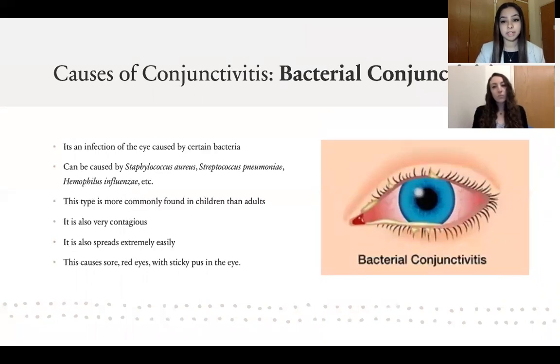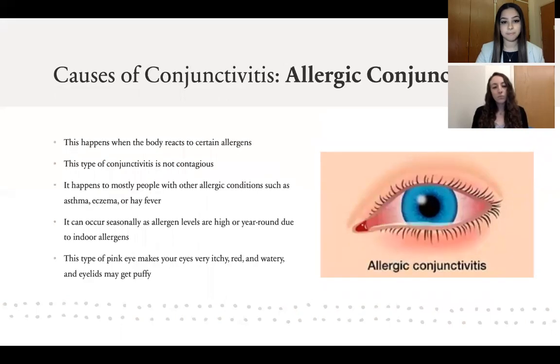Next, we have bacterial conjunctivitis. It's an infection of the eye caused by certain bacteria. It can be caused by things such as Staph aureus, etc. This type is more commonly found in children than adults. It's also very contagious and spreads easily. It causes sore red eyes with sticky pus in the eye.